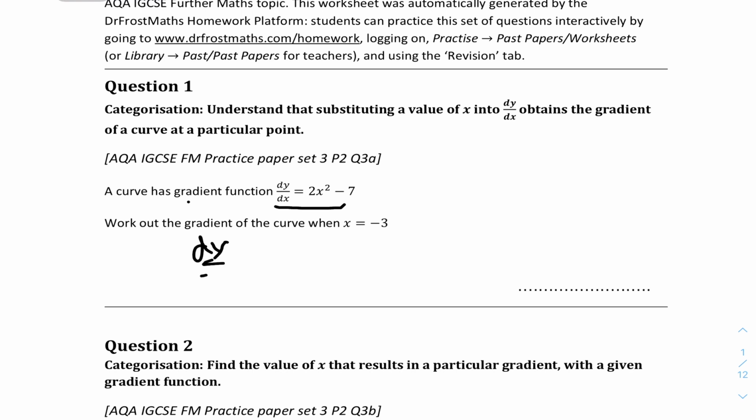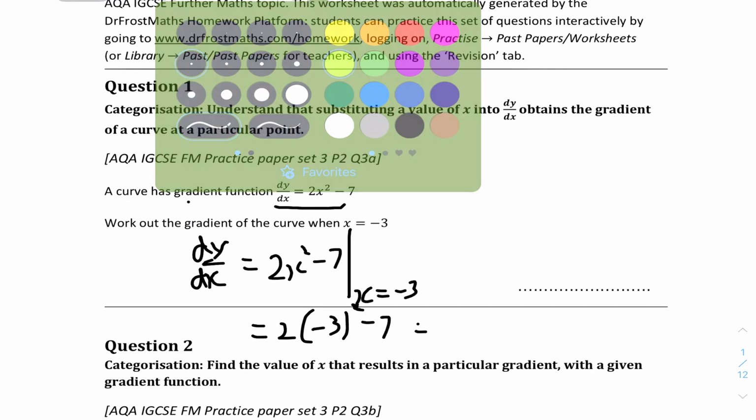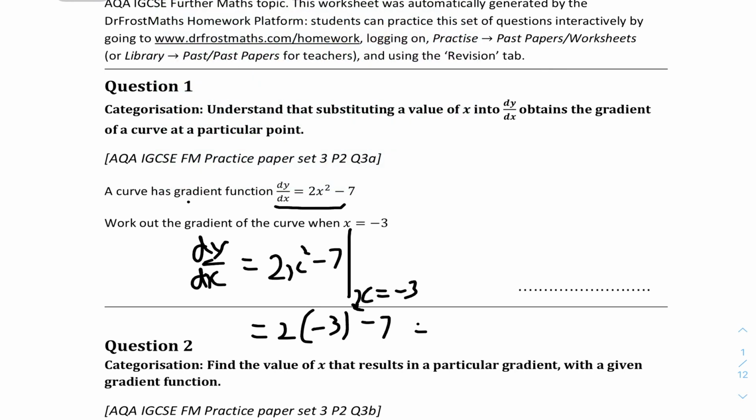So dy over dx equals 2x squared minus 7. And this sign right here, x equals minus 3, just means the condition where x is minus 3, which means it will be 2 times minus 3 squared, minus 7. So minus 3 squared is 9, 9 times 2 is 18, and 18 minus 7 is 11. So the gradient at x equals minus 3 will be 11. And that's the answer.